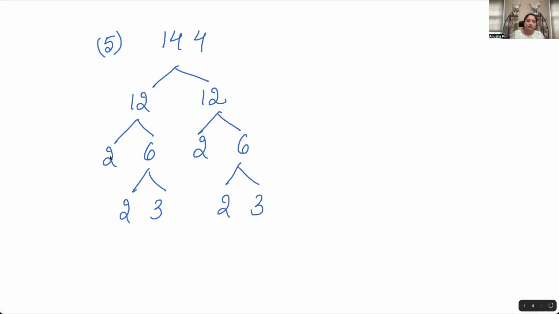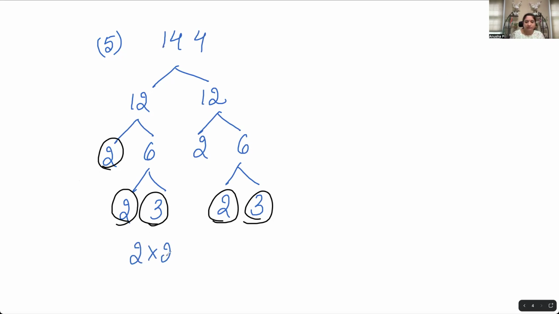Now, circle where the tree ended, okay? How many times do we have? 3 twos. So 2 times 2 times 2 and 2 threes, 3 times 3. We can also write it as 2 to the power of 3 times 3 to the power of 2.